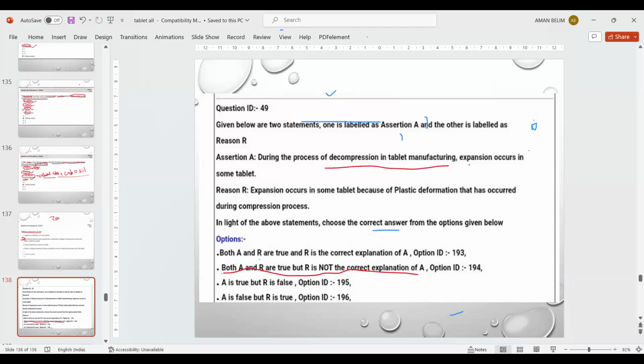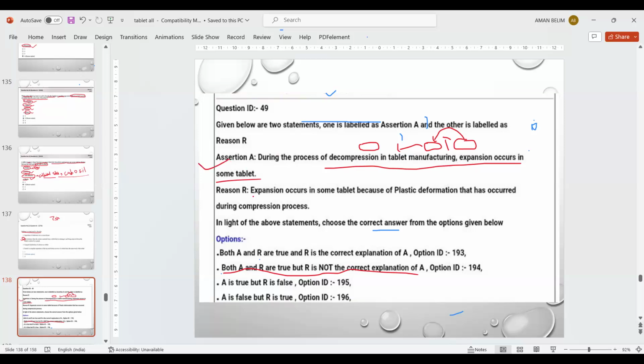During the process of decompression in tablet manufacturing, expansion occurs in some tablets. Expansion means that you compress something and it will again regain its shape, right? The original shape is this one. After compression it is this, and again after compression, it will somewhat regain its shape. That is somewhat of an expansion. After decompression, meaning when the punch is removed from the tablet, it is decompression, right? So this sentence is right.